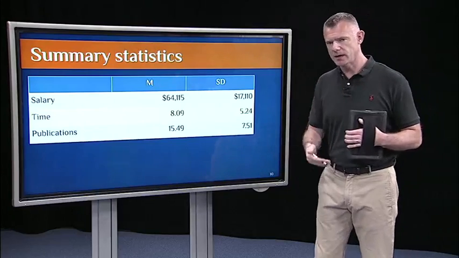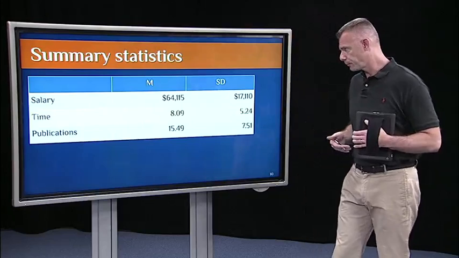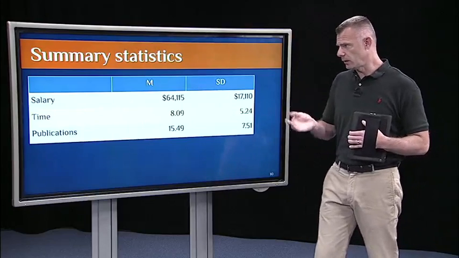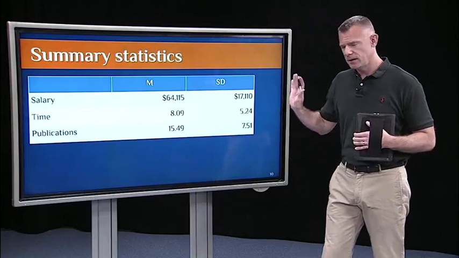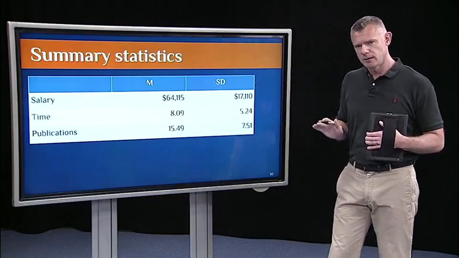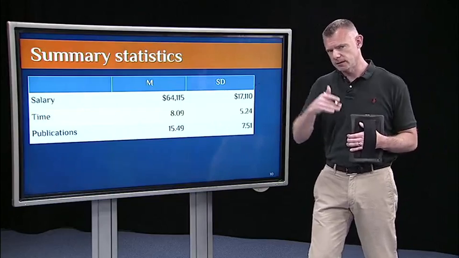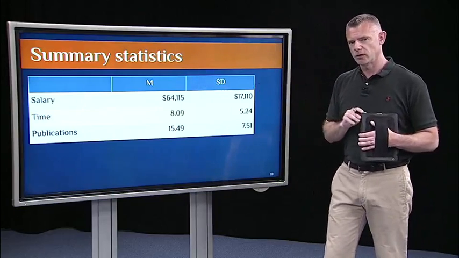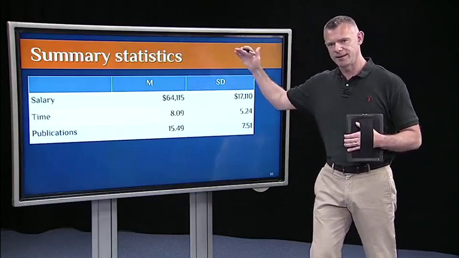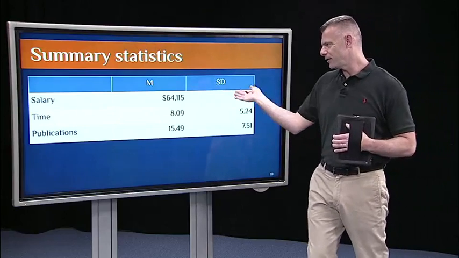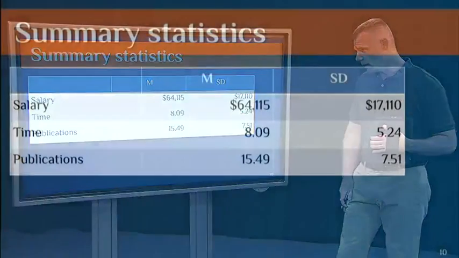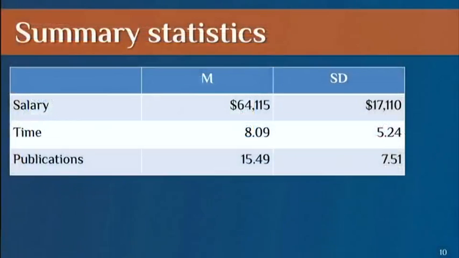I'm borrowing this example from a previous example, which is now a little outdated. These are US dollars. So if you're in the US and you are envisioning a career in academia, don't worry, it gets a little better than this. This is an older example. So the average salary for professors in this example was 64,000 with a standard deviation of 17,000.